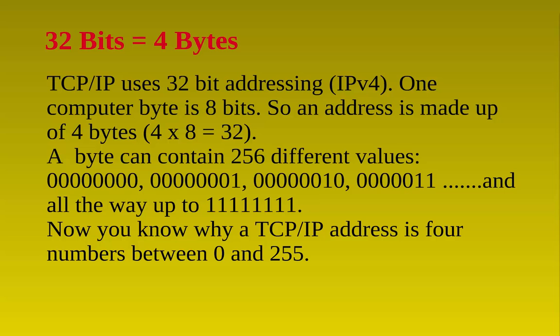That means that each byte, which is composed of 8 bits, so there's a total of 4 bytes, 4 times 8, and each of those bytes can contain potentially 256 different values, starting at 0 and 1 and 2 and 3, counting in binary, all the way up to 255. And that should give you a little bit of an idea why a TCP/IP address is always 4 numbers, and it's always between 0 and 255.